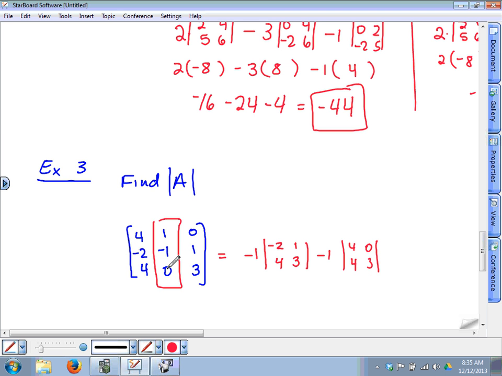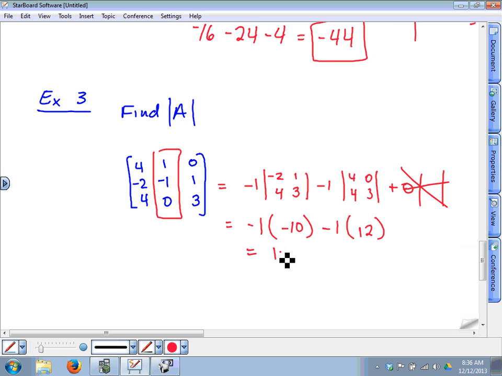Now we choose 0, but 0 multiplied by any minor is going to be 0. So it's -1 times whatever this determinant turns out to be. And it's -6 minus 4, which is -10. And then we subtract 1 times this determinant, which is 12 minus 0, which is 12. So we have 10 minus 12, which is -2.